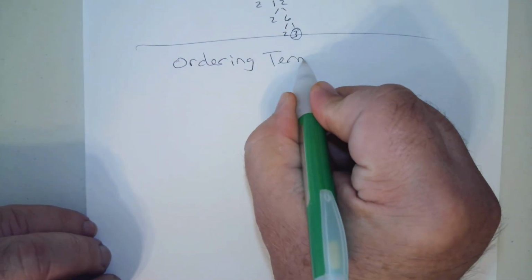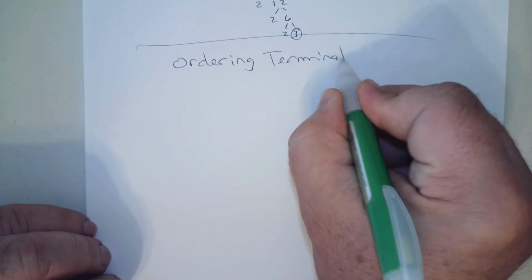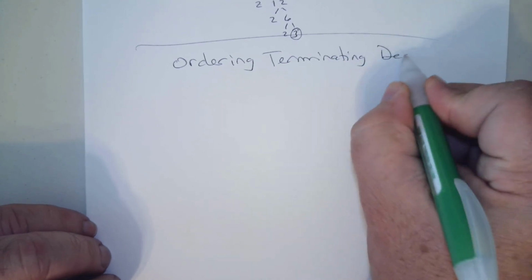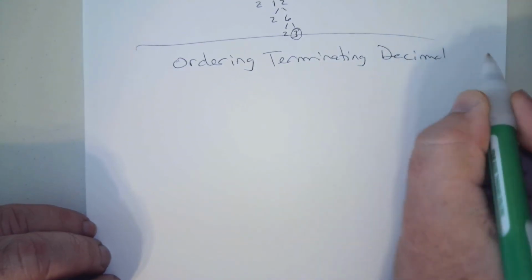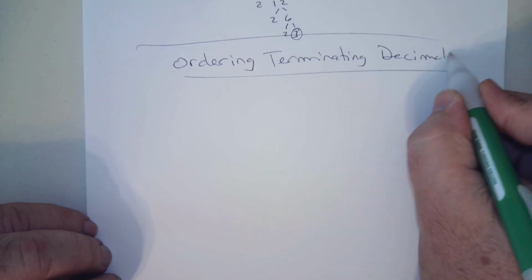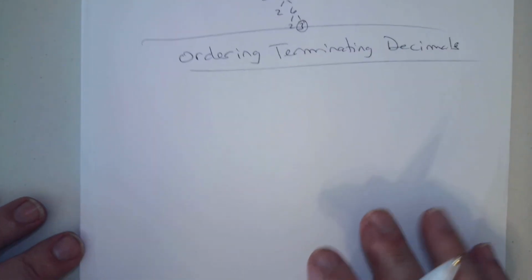Ordering terminating decimals. Which one's larger than the other?